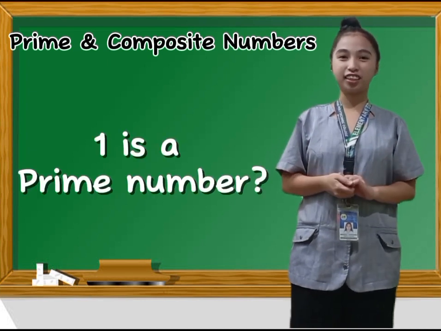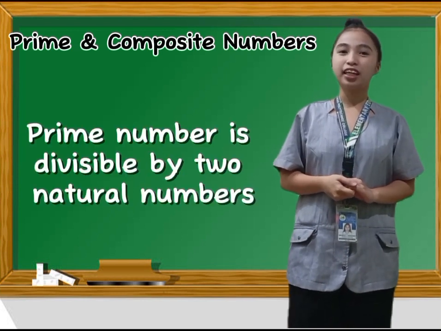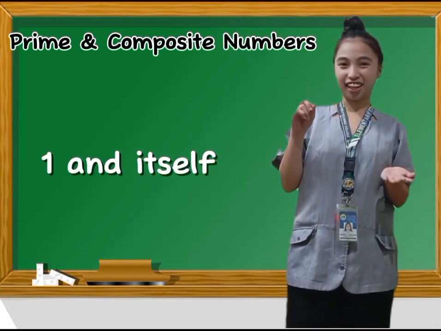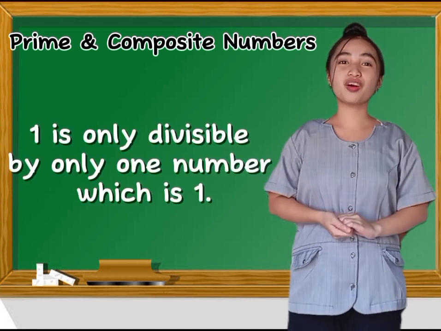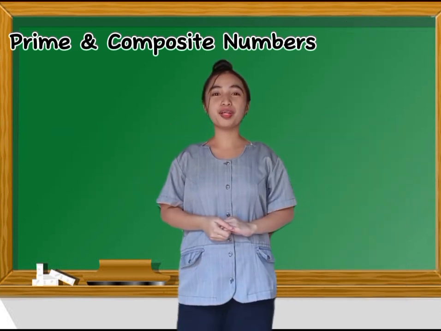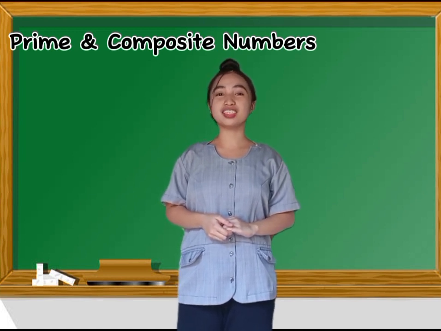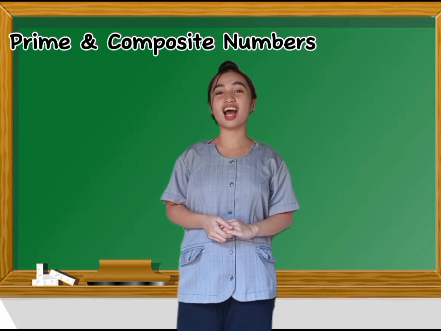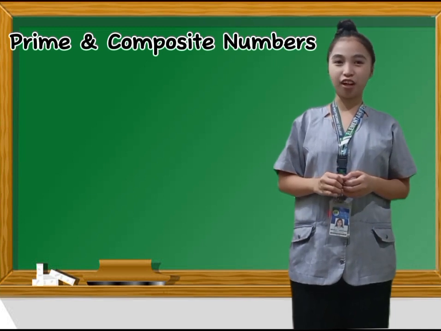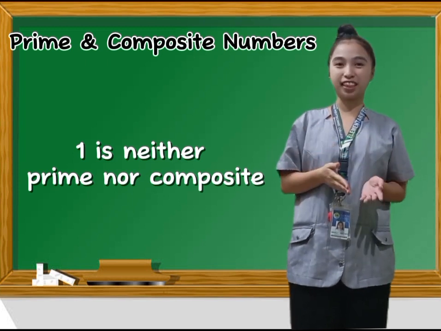How about the 1? Is this a prime number? No, because a prime number is divisible by 2 natural numbers, 1 and itself. 1 is divisible by only one number, which is 1. When we divide 1 by 1, the answer is 1, or when 1 is multiplied by itself, still the answer is 1. There is only one number that can divide itself. Always remember that 1 is neither prime nor composite.